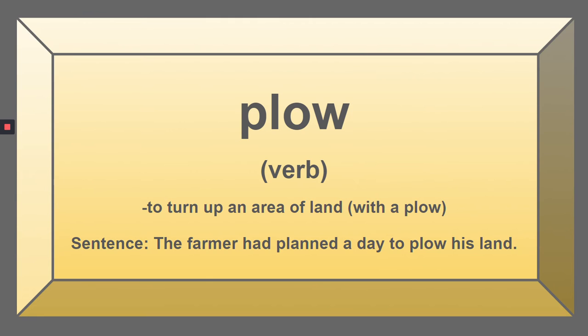Number 4, plow. As a verb, to turn up an area of land with a plow. A sentence, the farmer had planned a day to plow his land. In this case, this is an action word. It is telling us what the farmer is going to do. He's going to plow. It also could be a noun because there is a piece of machinery that is called a plow that farmers use to plow their land. So this is a multi-meaning word.